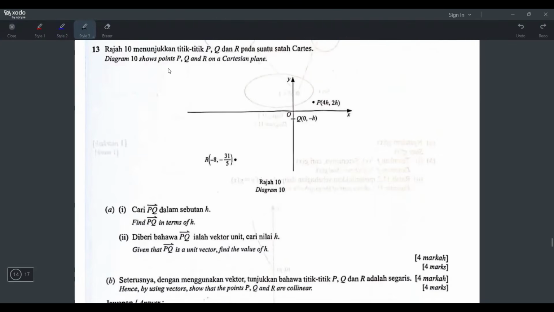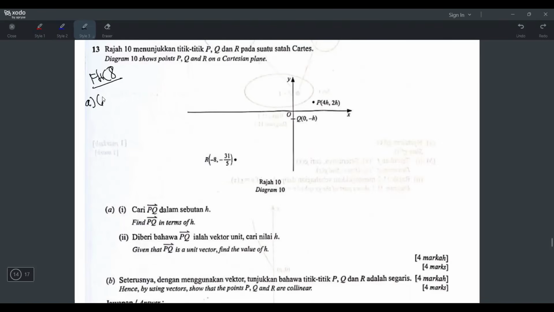Diagram 10 shows PQR on a Cartesian plane. Alright, this looks like a vector question. So Form 4, Chapter 8, vector. Okay, they give us 3 points. Point P, 4h, 2h. It means they don't give the value of h. Point Q, 0, negative h. h also not given. And then point R, this one they give complete. Negative 8, negative 31 over 5. Right? Okay, now they say (a)(i), find vector PQ in terms of h.